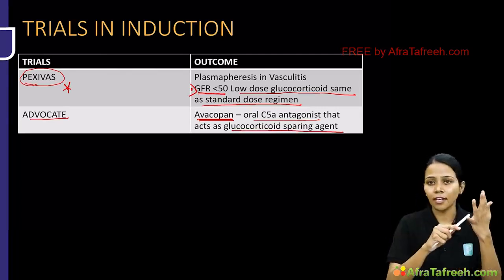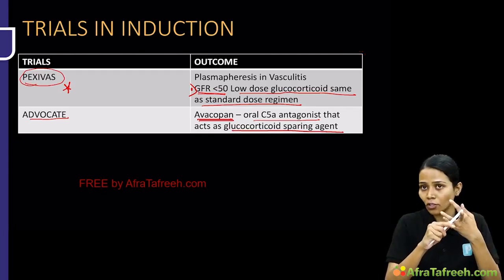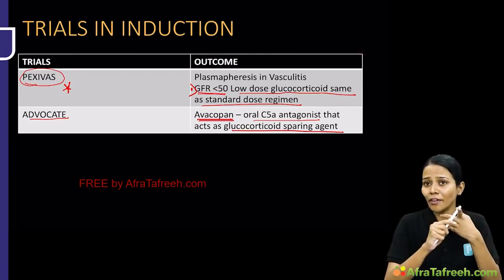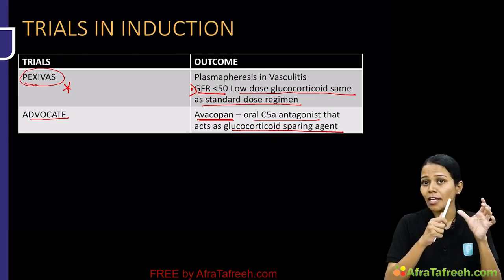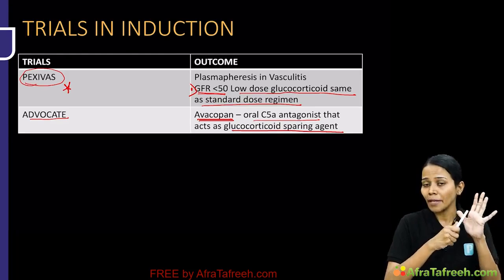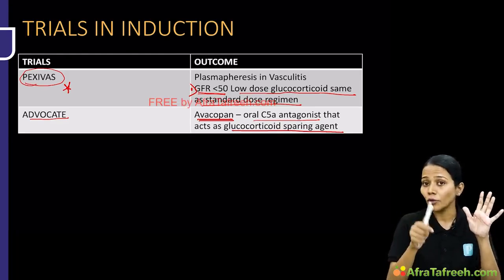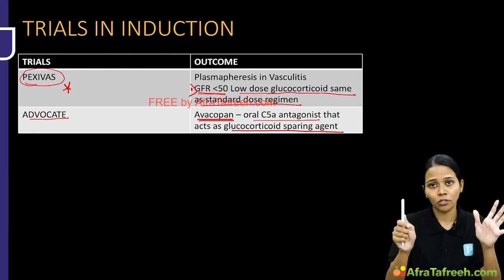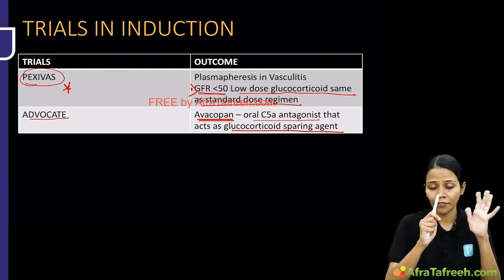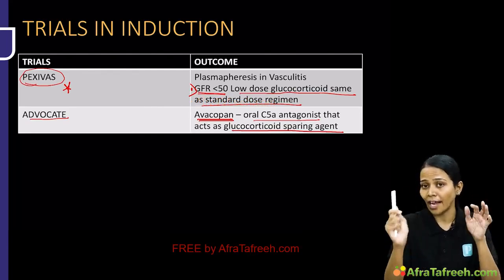Okay. So the trials are RAVE and RITUXVAS for rituximab, right? Then you have the Cyclops trial, which is about oral versus IV cyclophosphamide. Then you have the MYCYC trial, which is about mycophenolate versus cyclophosphamide. PEXIVAS trial and ADVOCATE trial for glucocorticoid. PEXIVAS trial is basically for plasmapheresis, but it also showed that low dose glucocorticoid is equal to high dose glucocorticoid when GFR is less than 50. And the ADVOCATE trial showed avacopan, which is an oral C5a antagonist.